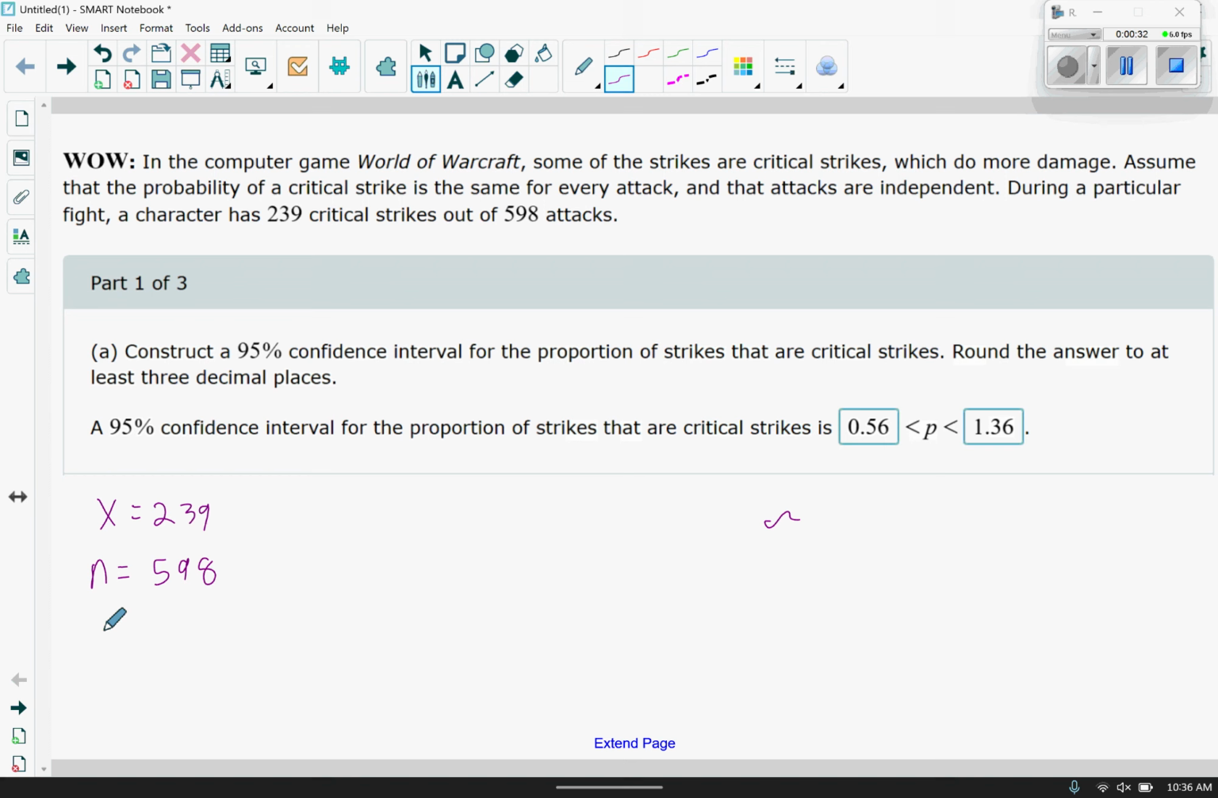598. And then that will allow us to find p hat. p hat's just going to be the ratio of successes over the total tries, so 239 divided by 598.